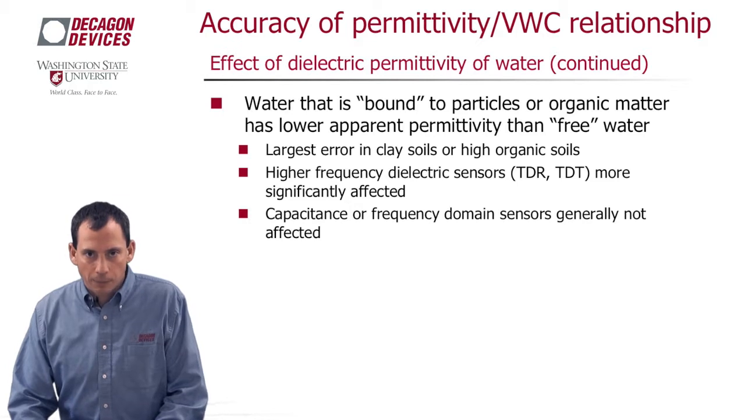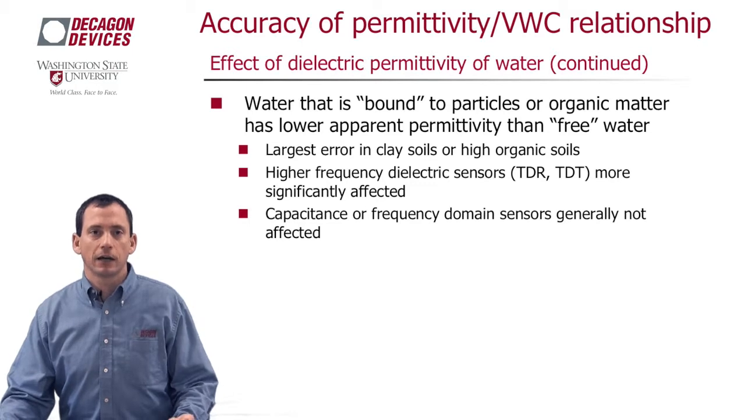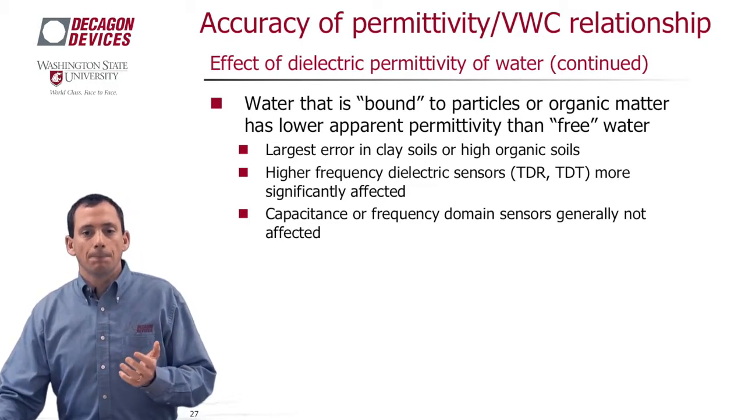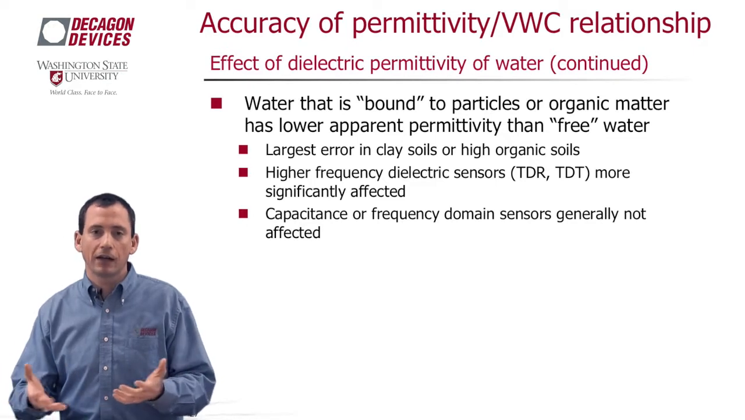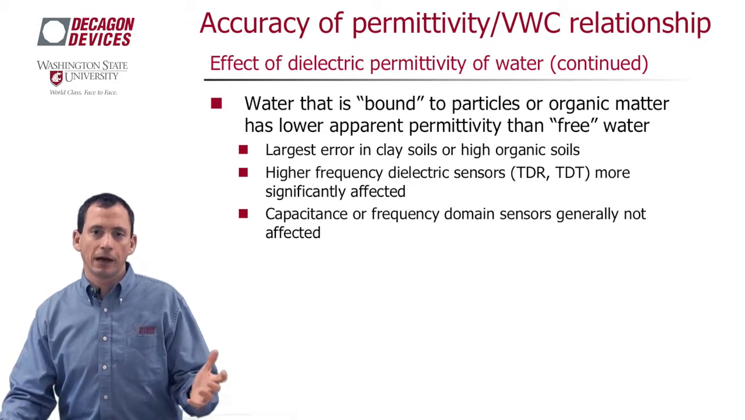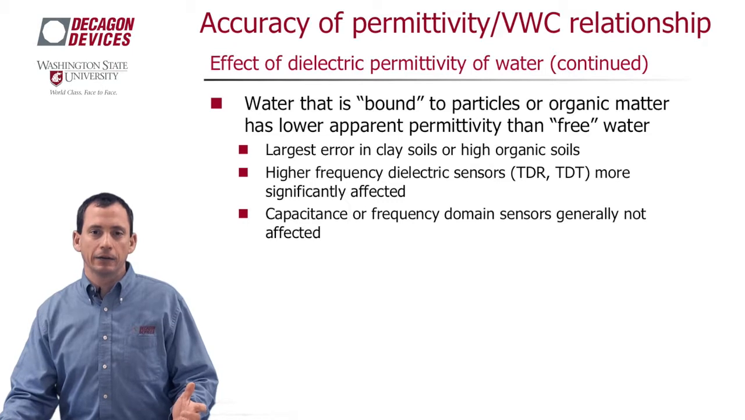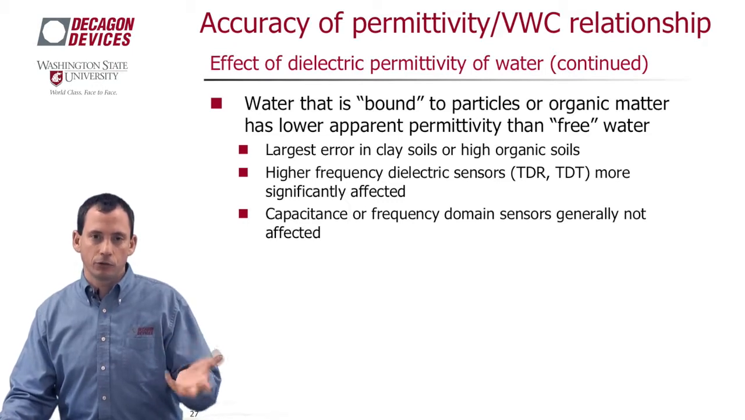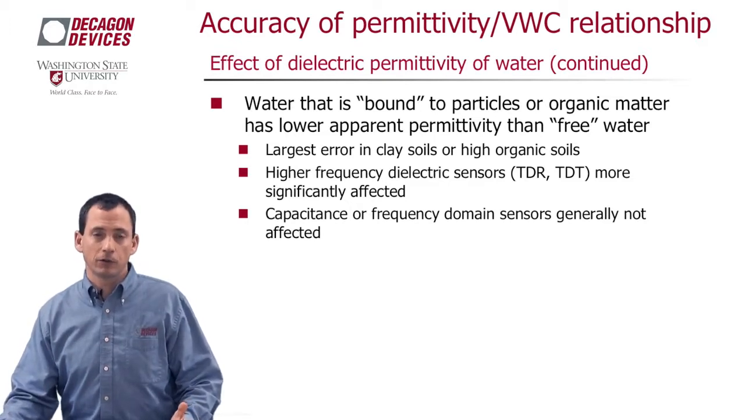We were talking about the temperature sensitivity of the dielectric permittivity of water. There are also other factors that affect the dielectric permittivity of water. When water is in the soil, it doesn't behave exactly like it does when it's in, say, a glass or a pool, where the water molecules can polarize freely. Some of that water in the soil is closely associated with soil particles and is bound to those soil particles or organic matter. And this causes that water to not be able to wiggle or orient itself as quickly and makes it invisible to a high frequency measurement.